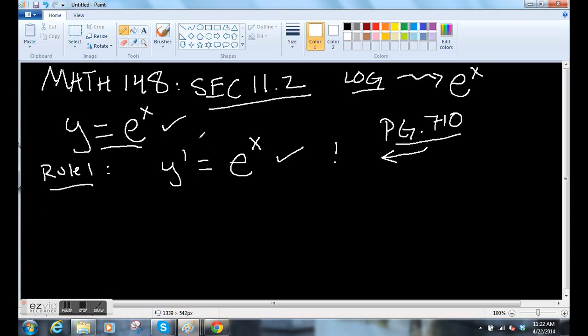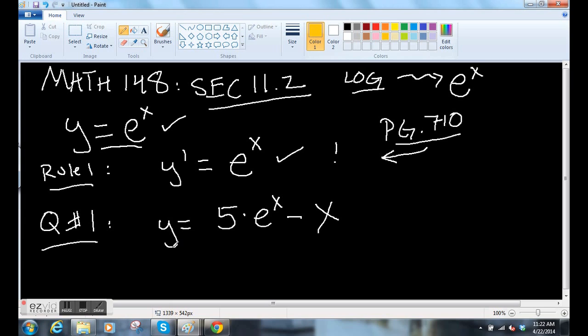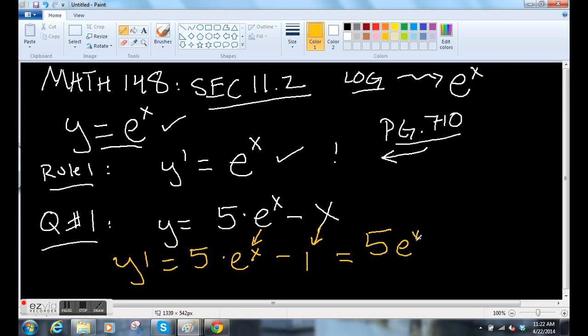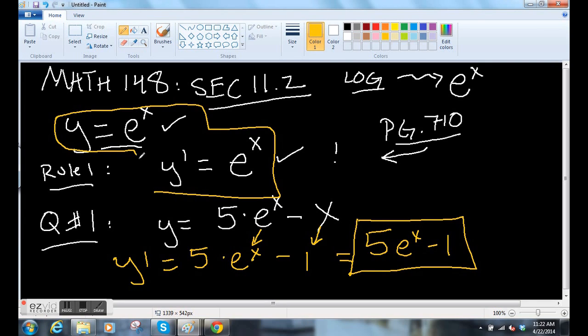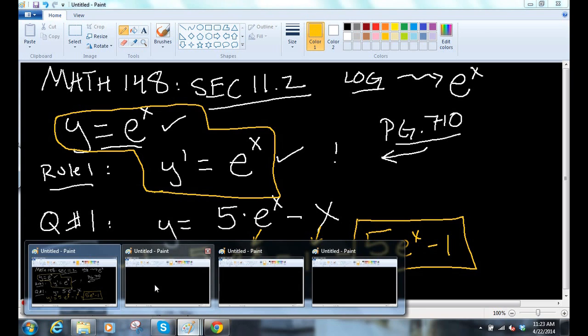Here's an example of this. Suppose we have question number 1. We have our function y equals 5 times e to the x minus x. For our derivative, we're going to use our new rule. The 5 is a constant, so we can factor that out front. The derivative of e to the x? Yes, e to the x, minus the derivative of x, which is 1. I'm just rewriting this, although I don't really need to: 5 times e to the x minus 1. Do you guys like this section, right? That's a nice rule. You're definitely going to want to have this memorized or have it written down someplace.